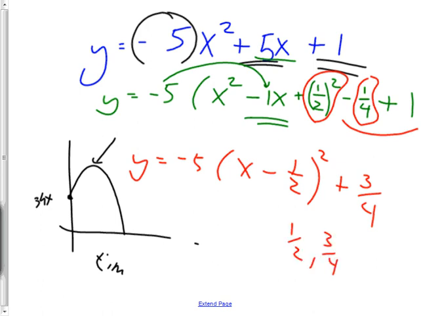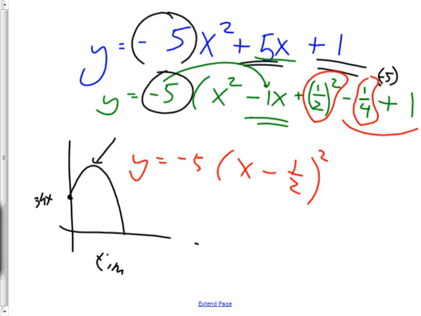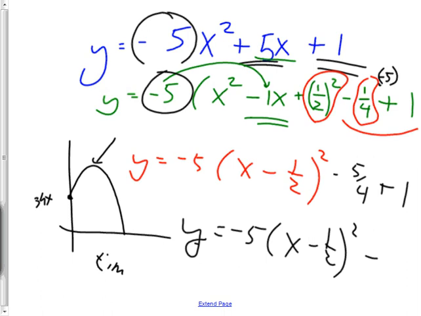Oh, you caught me. Thank you. As soon as you said you have to multiply, I remembered. Yes, you're right. I forgot. This guy right here that we factored out to the front has to now get multiplied here times by -5. Thank you for catching that. Okay, so then I got -5/4 plus 1, and that means -1/4, right? So final answer, y equals -5 times x minus a half, quantity squared, minus 1/4.